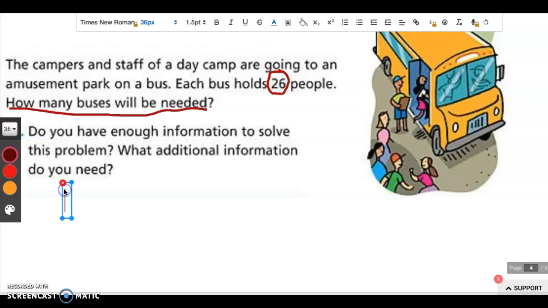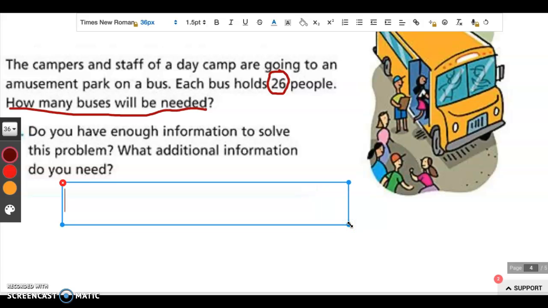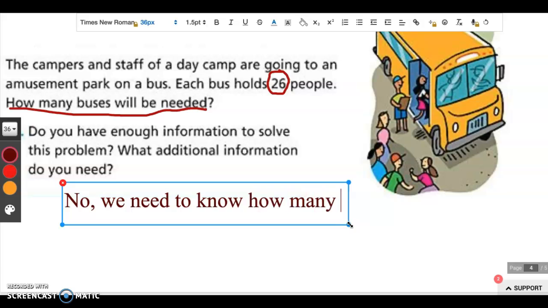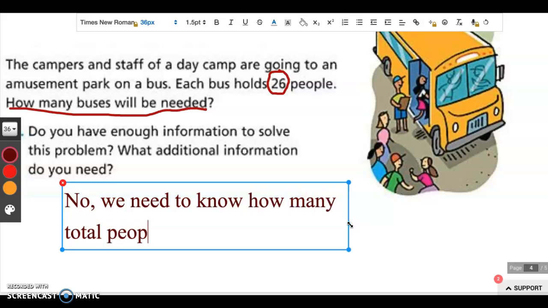So let's go ahead and write that out. No, we do not have enough information. We need to know how many total people are going to the park.